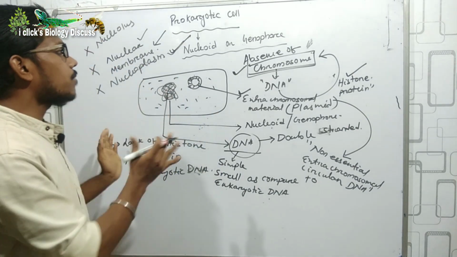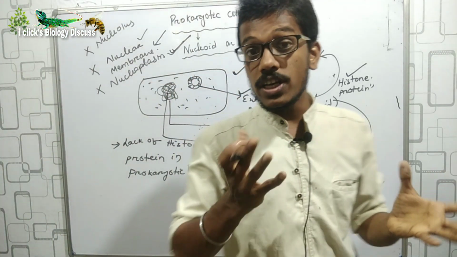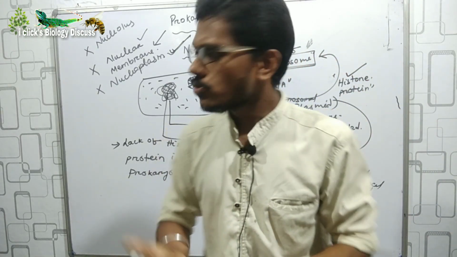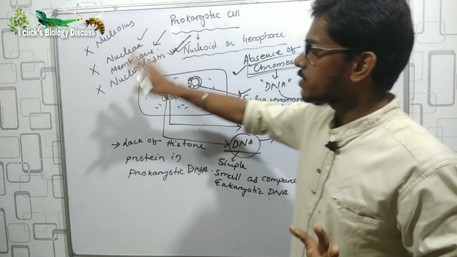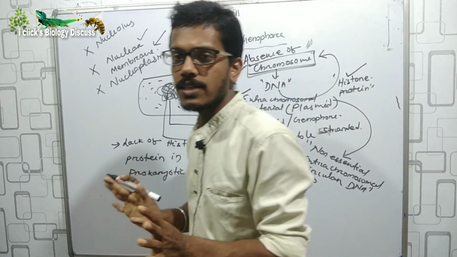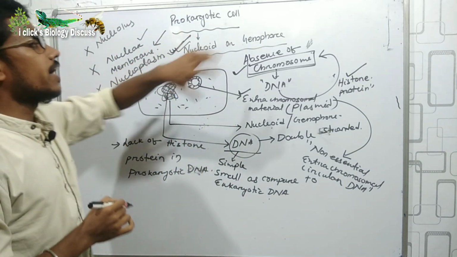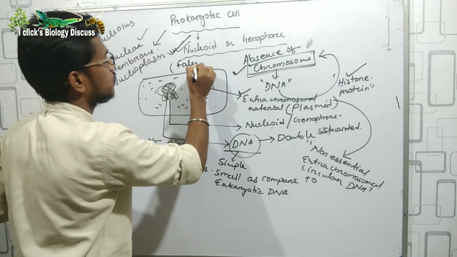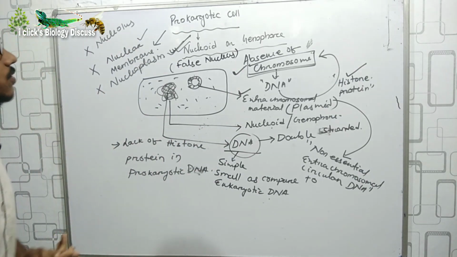So this is all about the prokaryotic nucleoid. You may not call this a nucleus, so we call it the nucleoid. As there is absence of all these three components, we are not talking about a nucleus, but about the nucleoid or genophore, or the false nucleus.